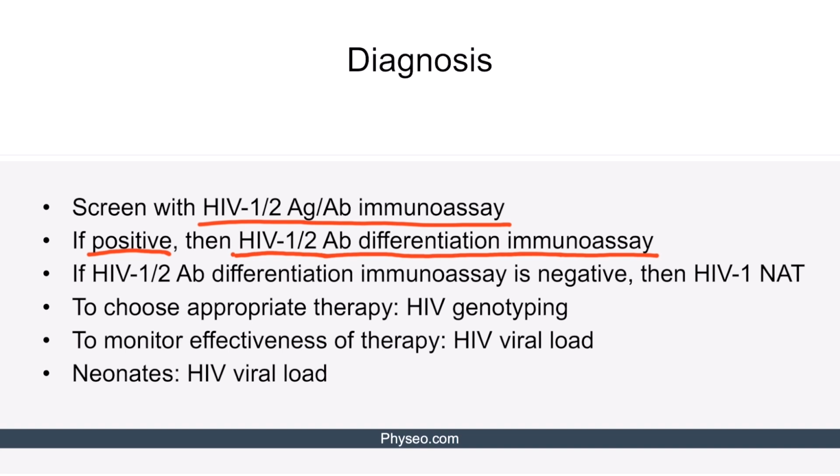So let's say that the patient had a positive screening test but negative confirmatory tests. Then what should we do? Well, in this case, we proceed with HIV 1 nucleic acid test, or NAT, which detects the HIV 1 RNA. If this is positive, then the patient is diagnosed with an HIV 1 infection. If it's negative, then the patient does not have HIV infection at all.